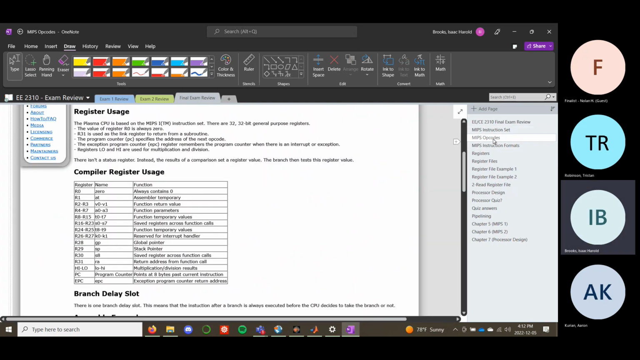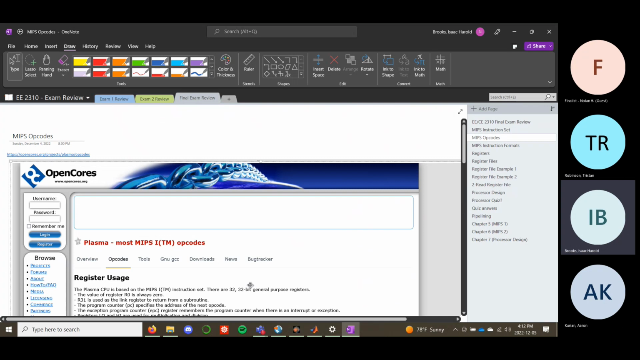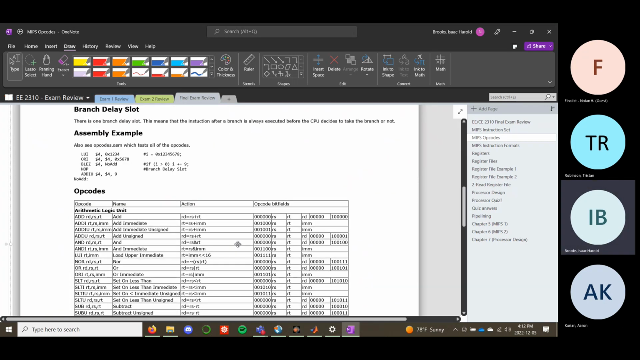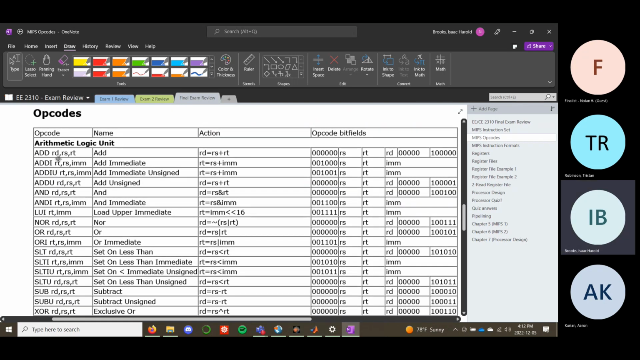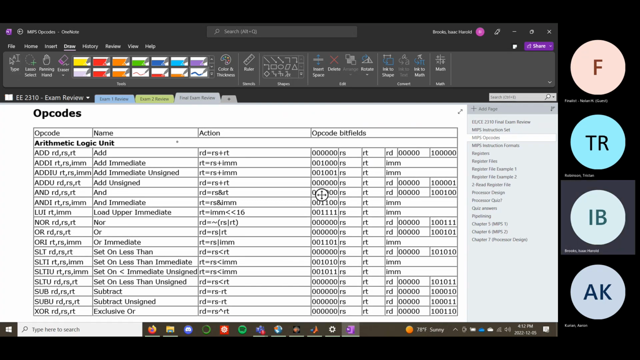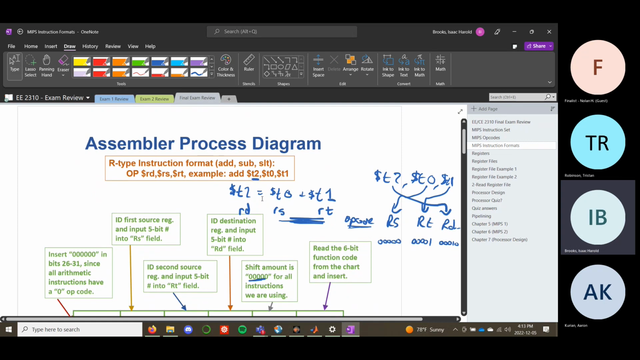So I think this is a page that has a breakdown of all the commands. If we look at an add instruction, add RD RS RT, it works like the equal sign. Add T0, T1, T2 means T0 equals T1 plus T2, right? That one's nice because it's in order, where the first one is what's on the left of the equal sign.